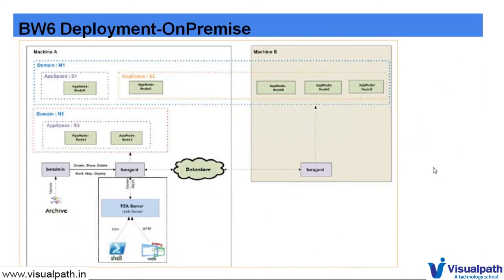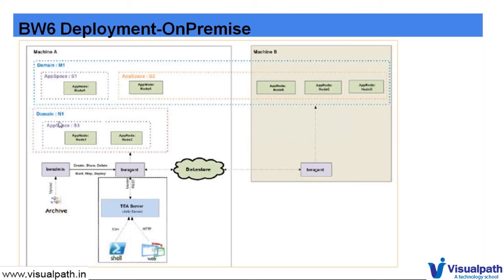Okay. And this is an architecture representation of the on-premise deployment for TEA. So here you can see both from the command line and from the web GUI, you can access the TEA server, which basically accesses the BW agent. This is something which will be running in each of the machines which are part of your domain. And using that BW agent, and either or using the BW admin command, you can deploy your applications in the app nodes, in the app spaces basically, which consists of a number of app nodes.